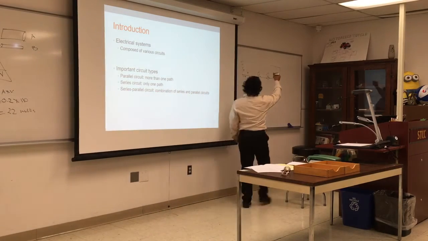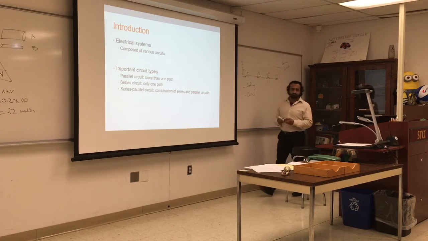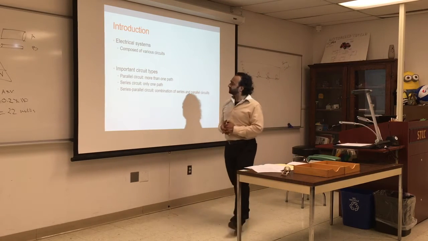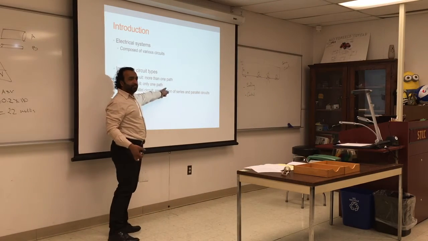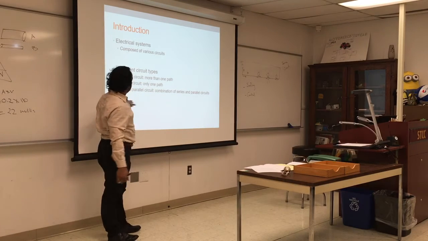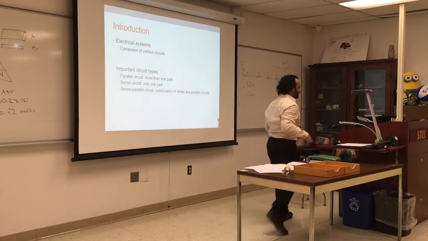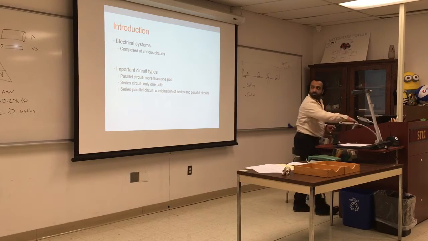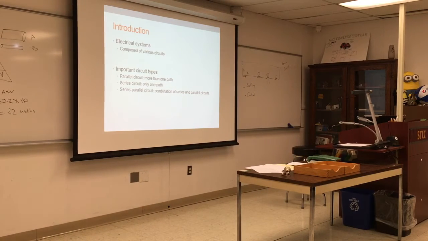Let's write it down. There's only one path for the current. One path in the circuit for the current to go through. In parallel, we have more than one path. And there's a combination between the two of them. I will do the parallel over there, so actually I should erase this. Keep it here.